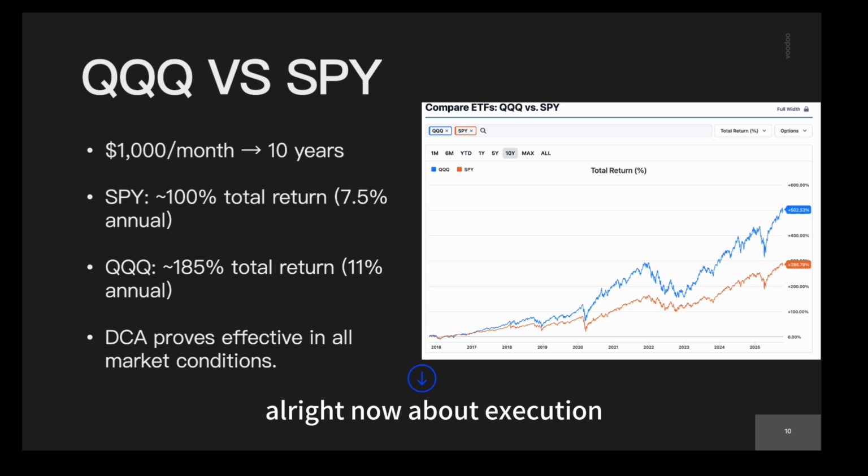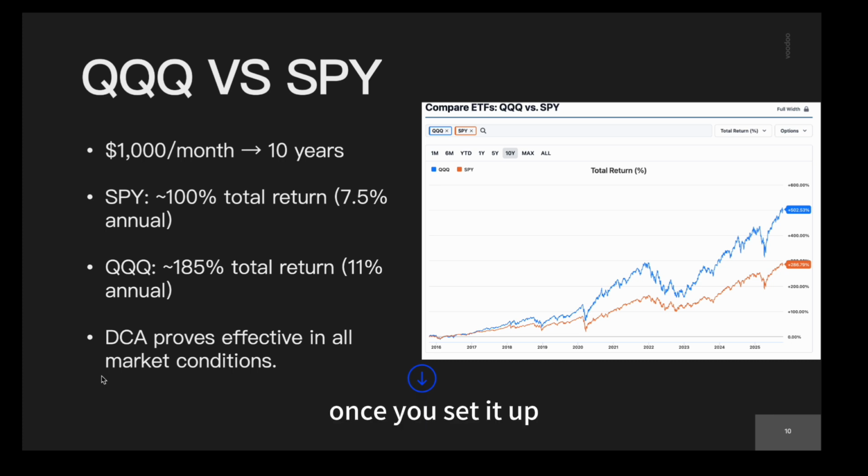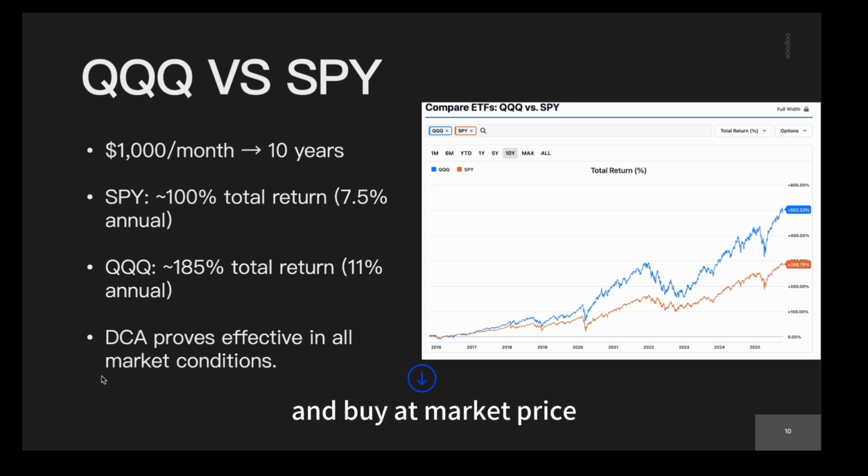Now about execution, many compliant brokers already offer automatic DCA features. Once you set it up, they'll deduct funds automatically at your chosen schedule. If your broker doesn't, you can always do it manually. Just log in on your chosen day each month and buy at market price. Don't overthink it. Don't try to time highs or lows, because with monthly investing, a tiny difference of 0.5% or even a full percent doesn't matter.